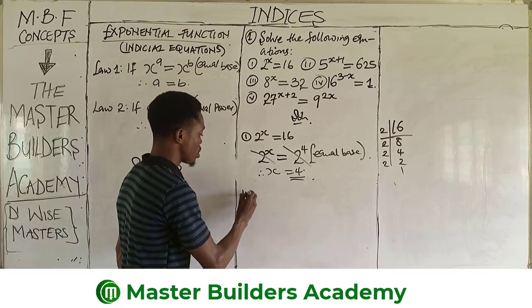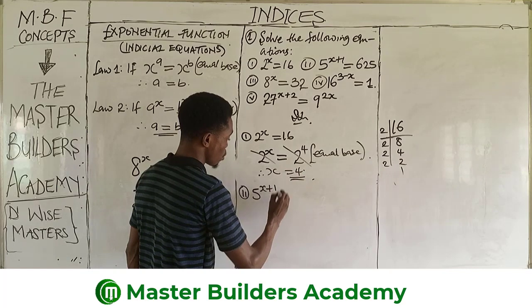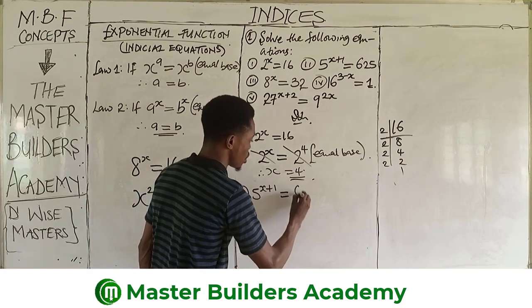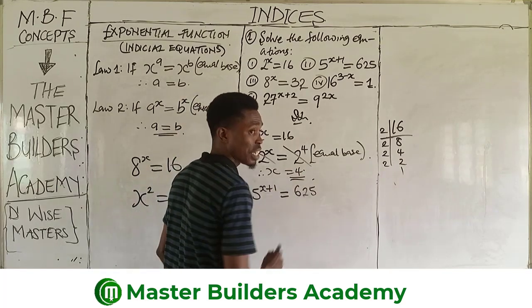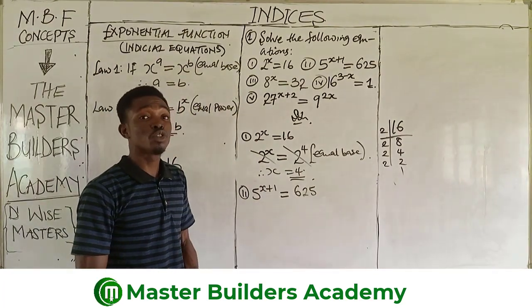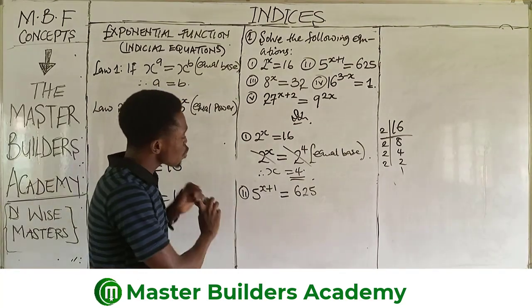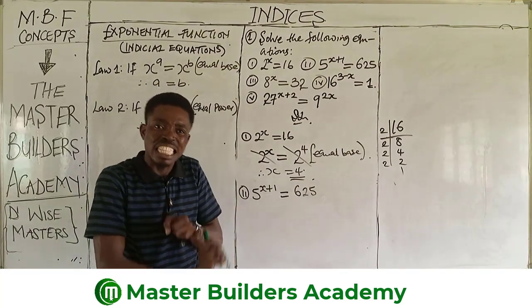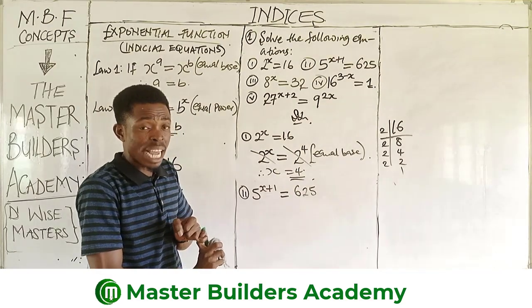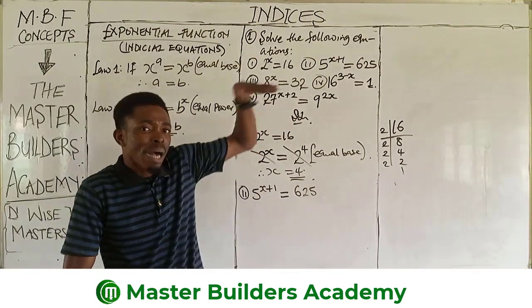Now, when we look at question number 2, Roman figure 2, we have 5 raised to the power x plus 1 is equal to 625. This is the result that we have here. So the first thing you do is to ascertain the position of the unknown. Now, in this question also, the unknown occupies the power. Yes, the unknown, which is the variable x, is at the power.